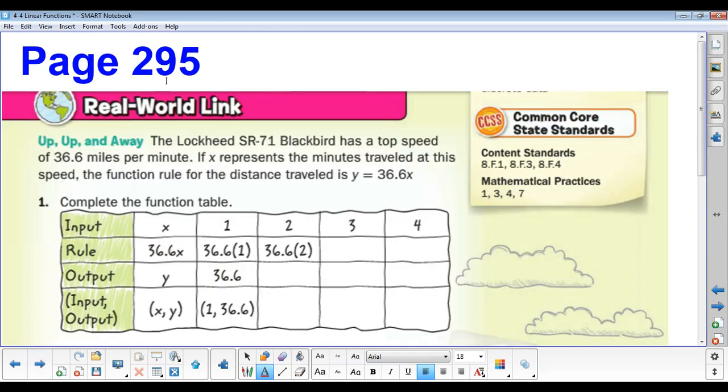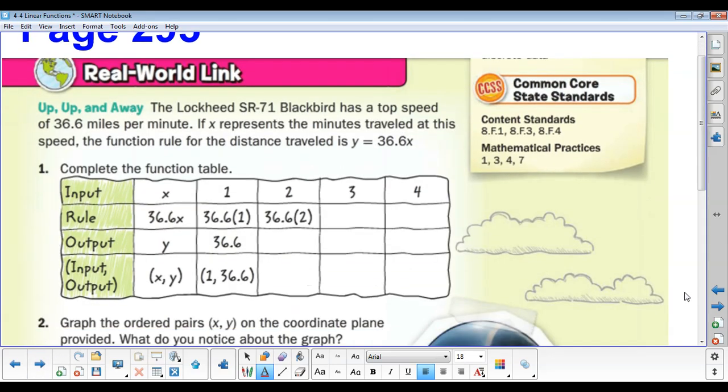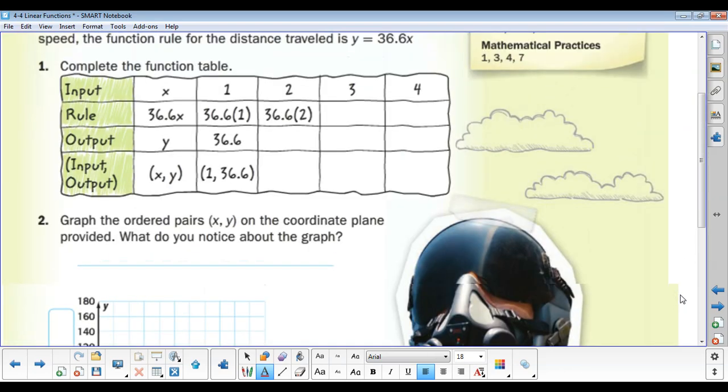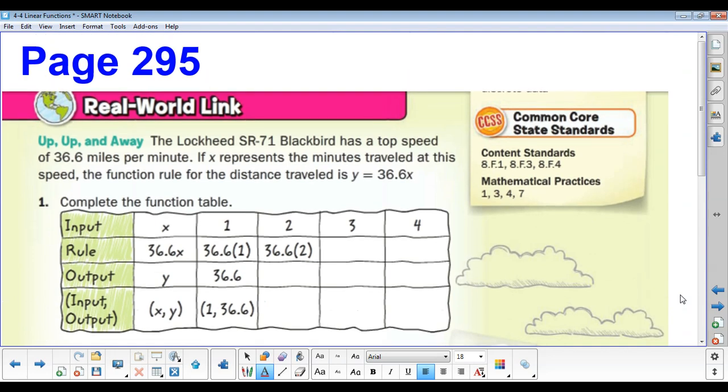We're going to start off with page 295. So if you guys can take a minute to answer questions 1 and 2, make sure you graph, and then unpause your video when you're done with that.